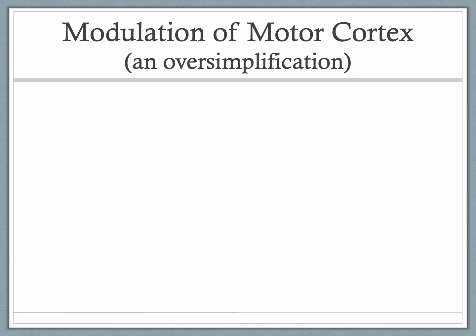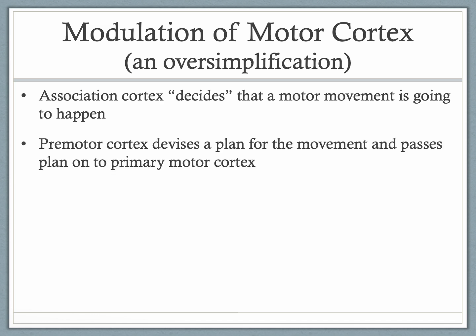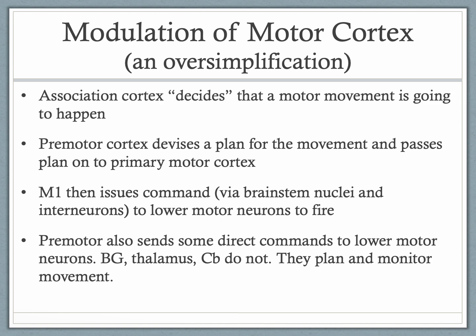So, modulation of the motor cortex. This is an oversimplification. Association cortex decides that a motor movement is going to happen. Premotor cortex devises a plan for the movement and passes the plan on to the primary motor cortex. M1 then issues the command via the brainstem nuclei and interneurons for lower motor neurons to fire. The premotor cortex also sends some direct commands to lower motor neurons.